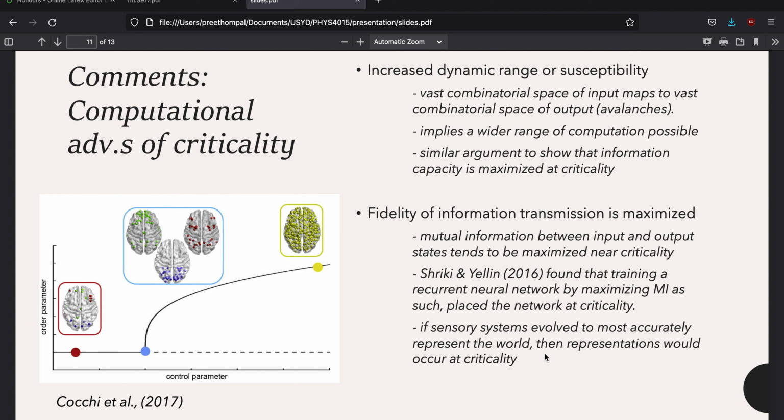There was also this really nice result I found here where training a recurrent neural network by maximizing mutual information between output states and input actually placed the spiking recurrent neural network at criticality. So that's another example where criticality emerges without external control, just by using an objective function that maximized mutual information.